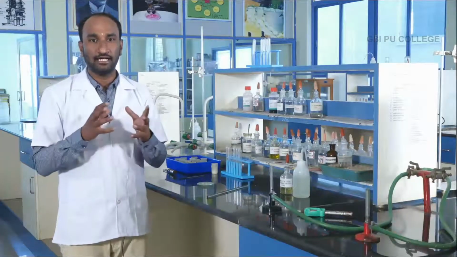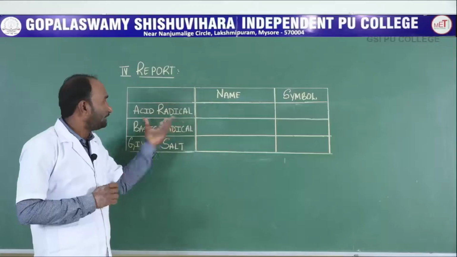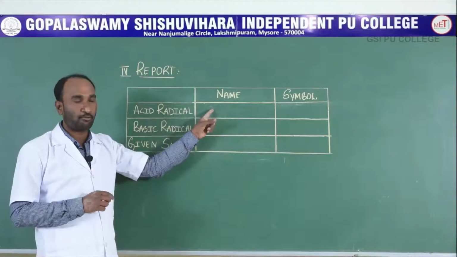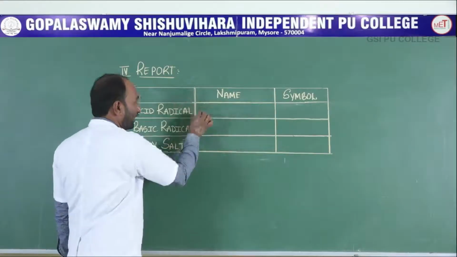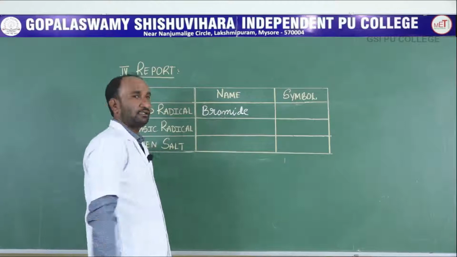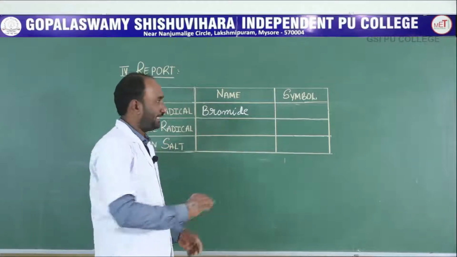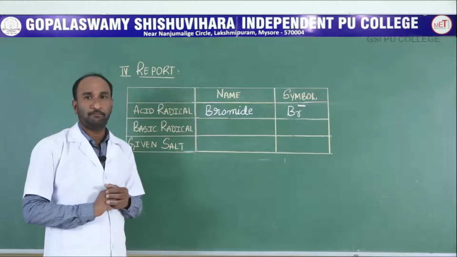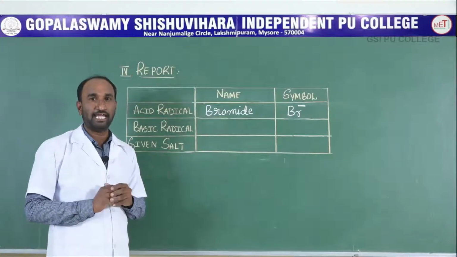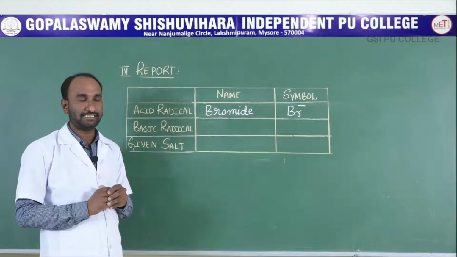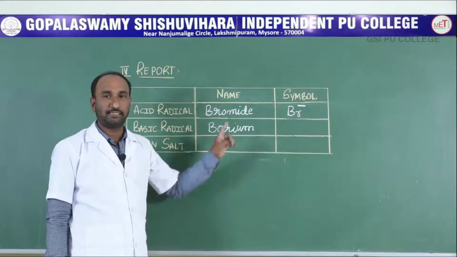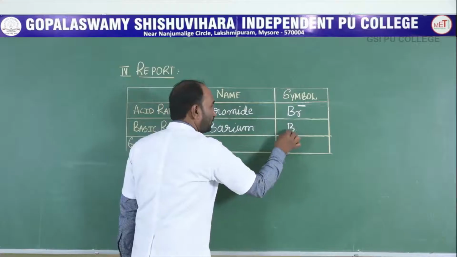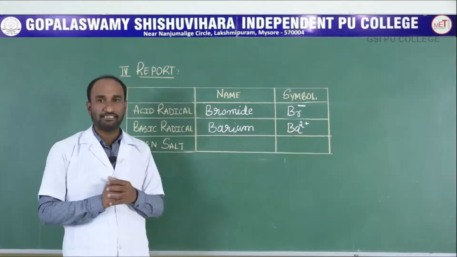How can we write the report? You can observe. The acid radical obtained is bromide, written in the name column. The symbol of bromide is Br minus. Next, the basic radical. The name of the basic radical is barium. The symbol of barium is Ba2+.